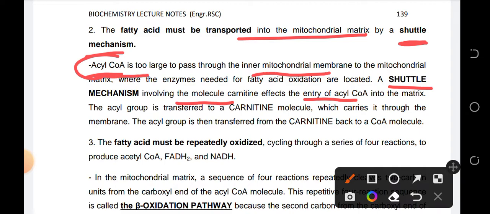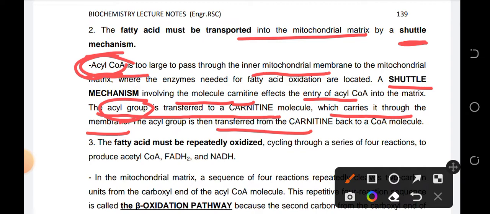So, during the shuttle mechanism, si acyl-CoA, sasama siya kay carnitine, and with that, kapag naka-attach na siya kay carnitine, pwede na siyang pumasok dun sa membrane. So, sabi niya, the acyl is transferred to the carnitine molecule, which carries it across the membrane. So, the carnitine molecule will carry the very large acyl group, and then from there, ita-transfer niya naman. So, pag nakapass through na siya ng membrane, iiwan na niya si acyl back kay CoA. So, parang, yun nga, shuttle mechanism.